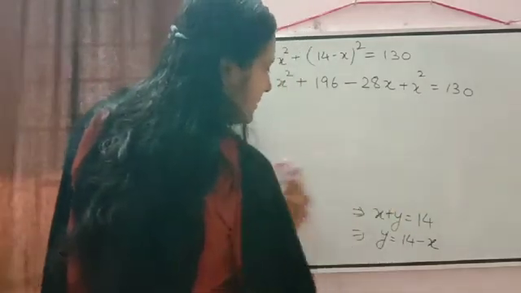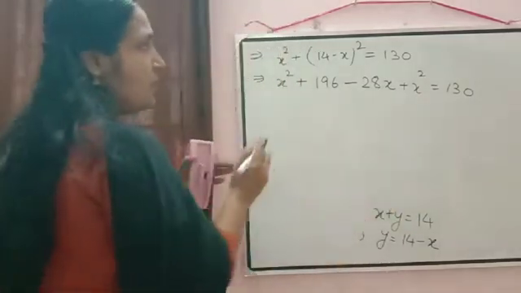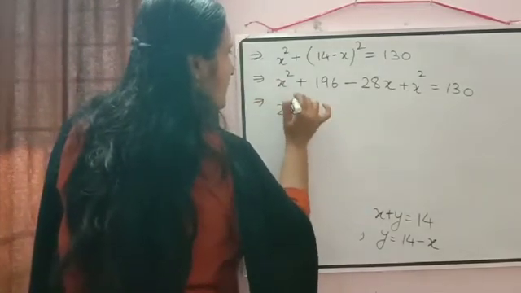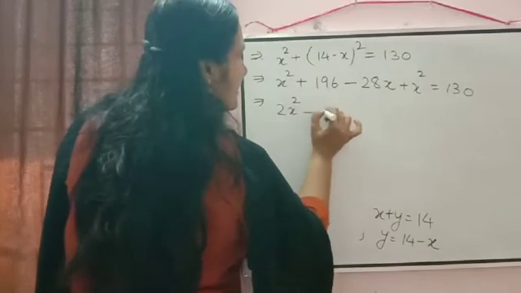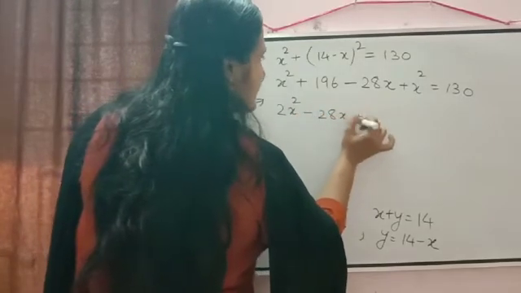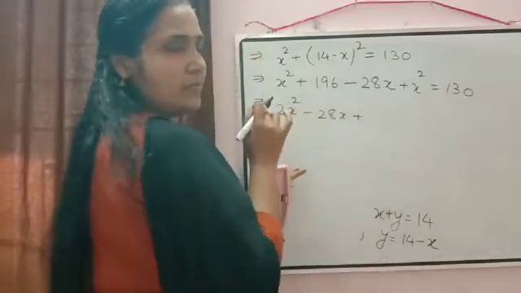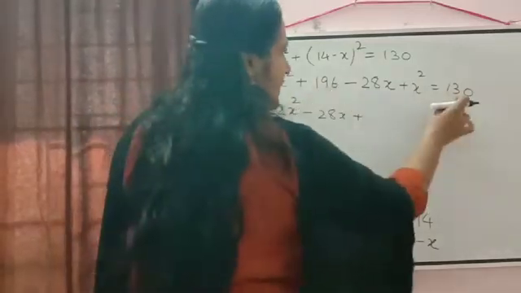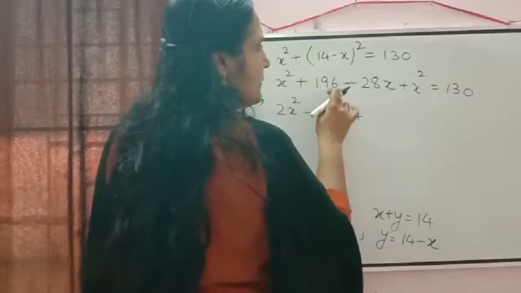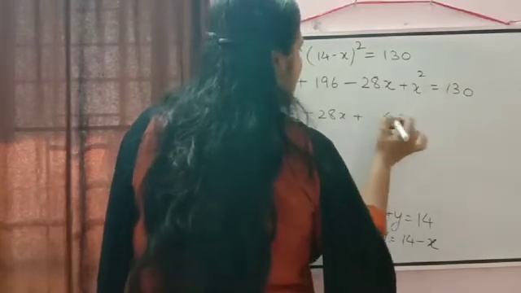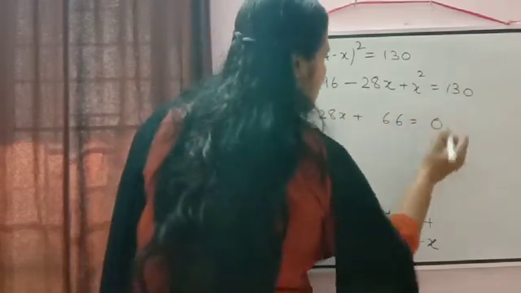So except we can shift all the expression to the left-hand side. Then x square plus x square will be equal to 2x square minus 28x plus 196. When we shift here, it will be equal to minus 130. 196 minus 130, we can do the subtraction. So 6, 9 minus 3, 6 is equal to 0.